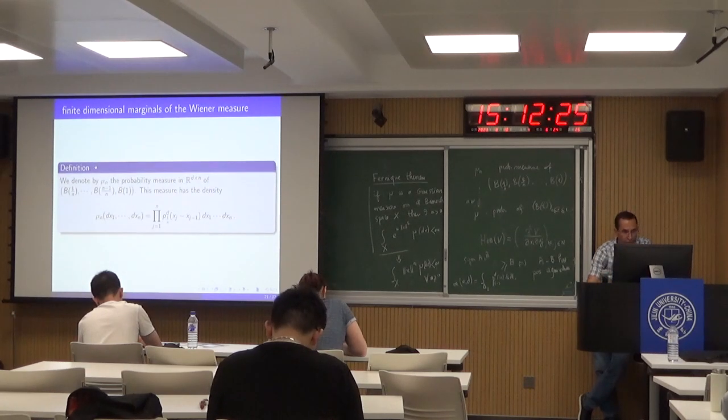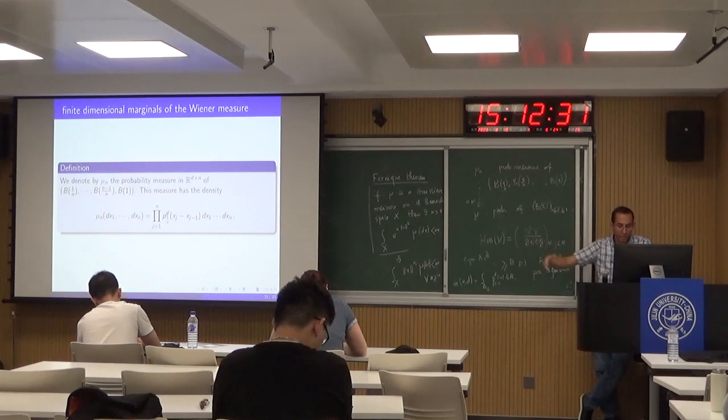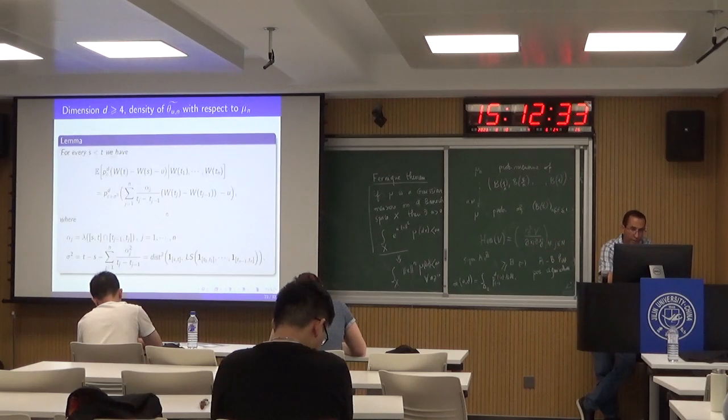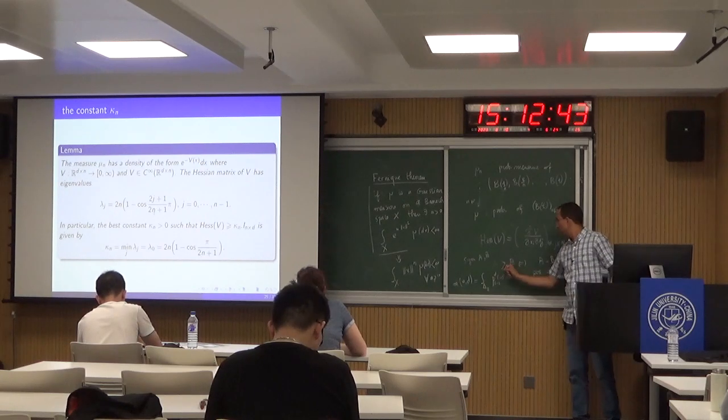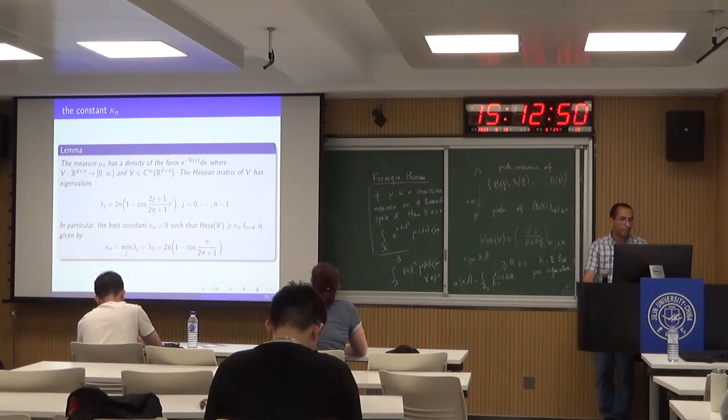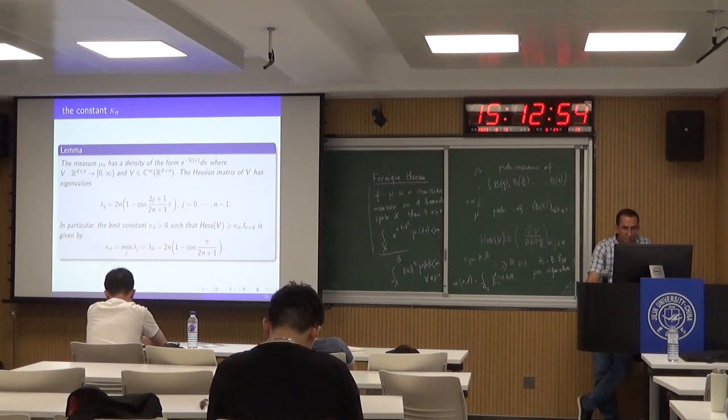Here it is. So this density is a product of this Gaussian density here, so it can be written as exponent of minus something. And we need to compute the Hessian of that something and find a constant times the identity such that the Hessian is greater or equal than it. So we computed everything and it was nice work.